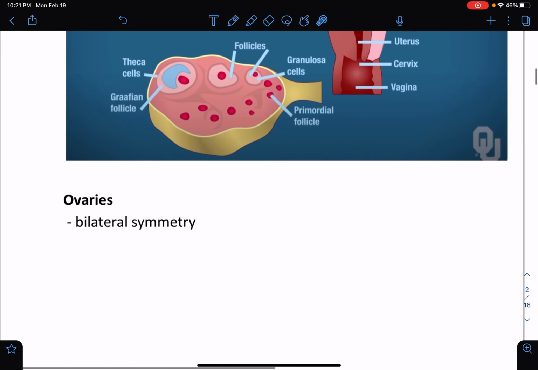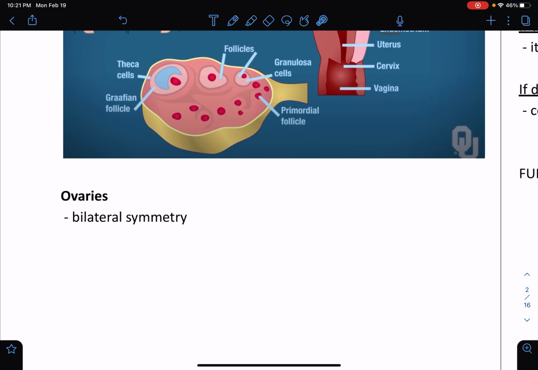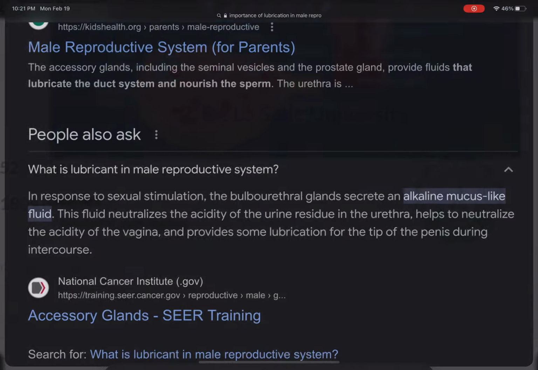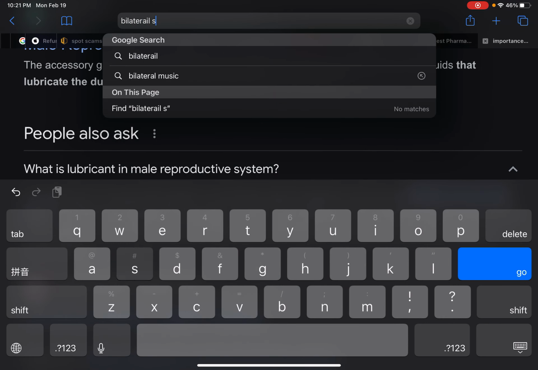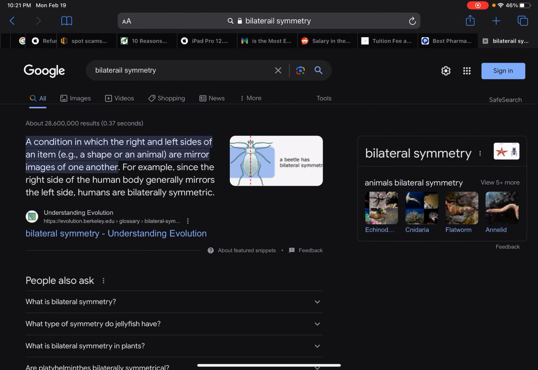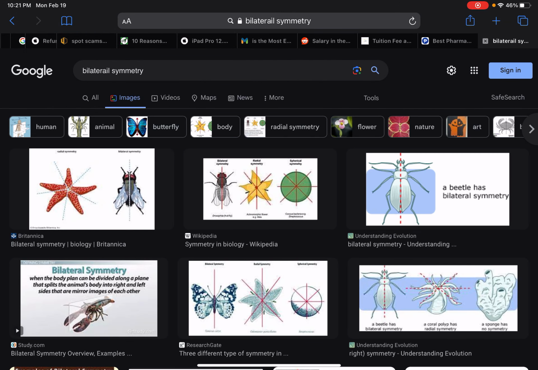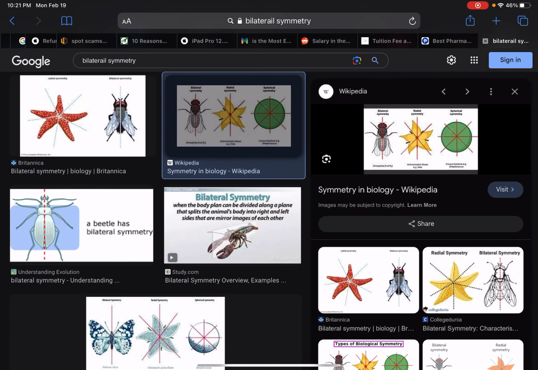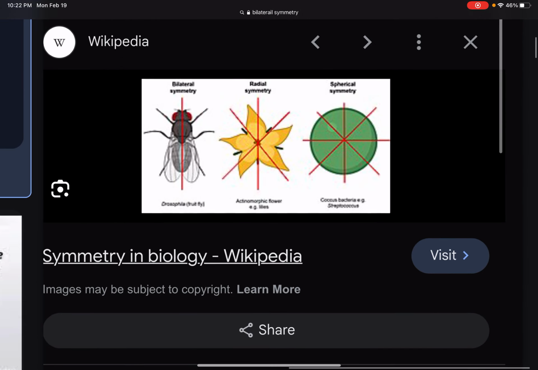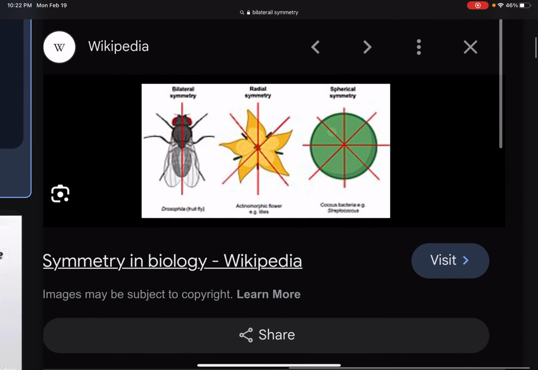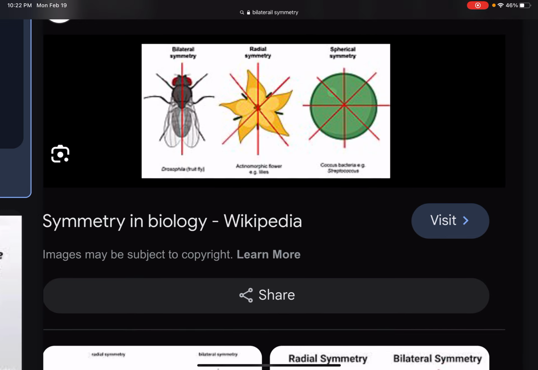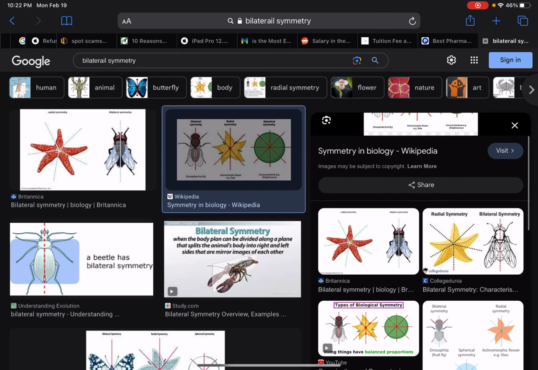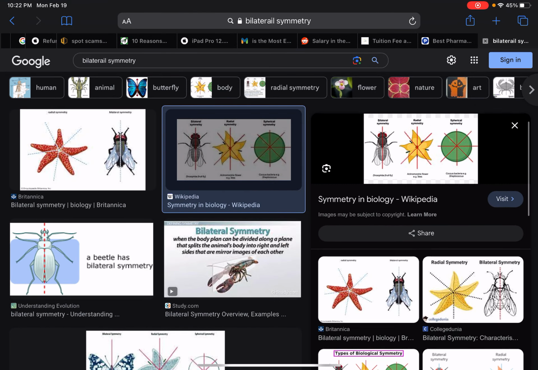But anyways, ovaries have bilateral symmetry. Actually, humans have bilateral symmetry, if I'm not wrong. There are many types of symmetry, but for phylum Chordata, or particularly humans, we have bilateral symmetry. For the rest, they have either spherical or radial symmetry. But for bilateral, our shape is unique. Our back and our front are different.